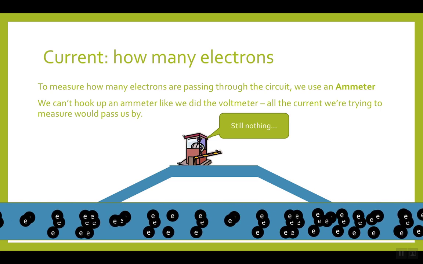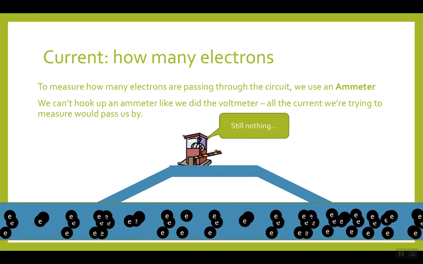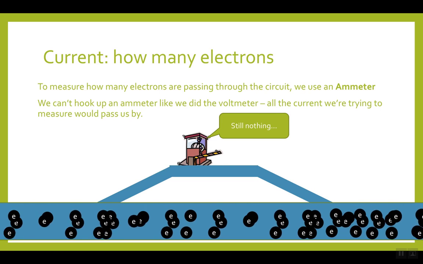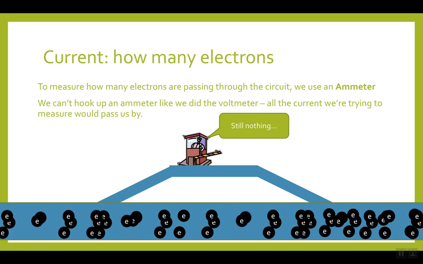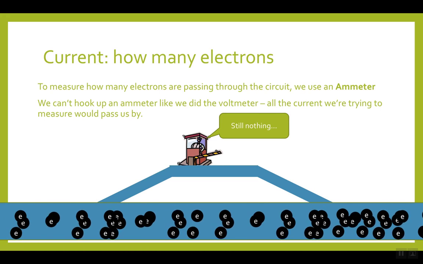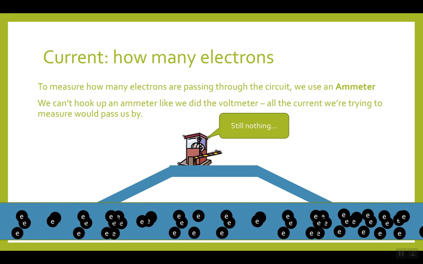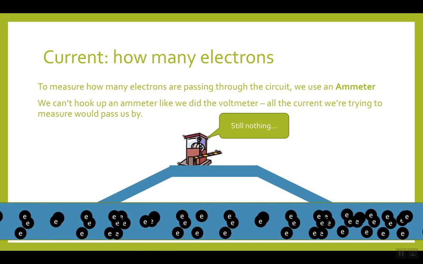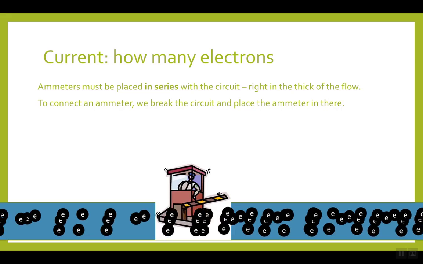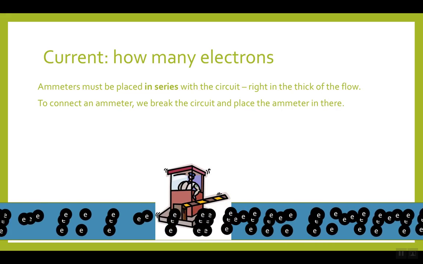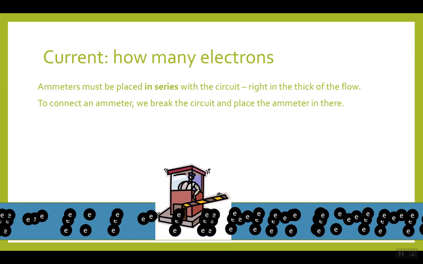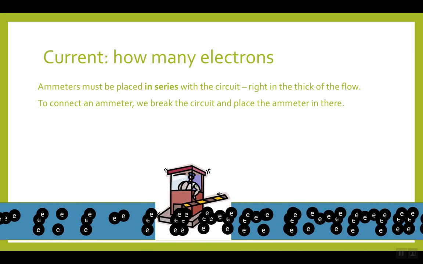Our current is this flow of electrons. Think of it like a river, and there's things dissolved in the water flowing along. We can't hook it up like we did the voltmeter, because the current's just not going to pass through it. Why would it? So instead we need to put our measurer in the middle. We call that in series, right in the thick of it. And it measures those electrons as they go past.